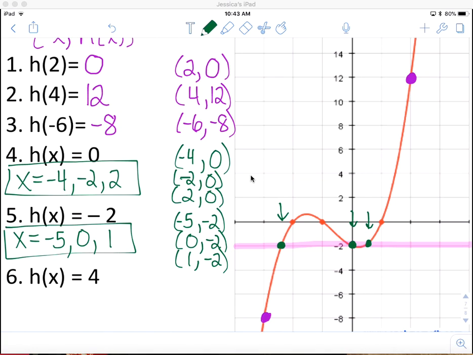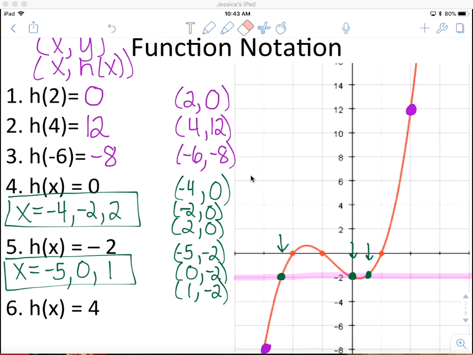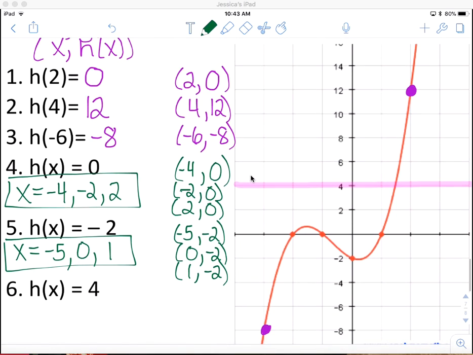It would be a good idea for you to pause the video and try number 6 on your own and then check it with me. Okay, for number 6, the output we are given is 4. So when you look at this, I'm only crossing 4 right here at this point. So when y is 4, my x value, it looks like, would be 3. Remember, our graph is going by 2's, so in between 2 and 4 means that that's about 3.